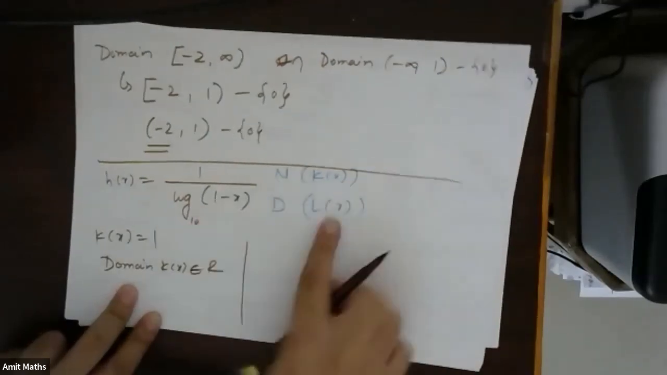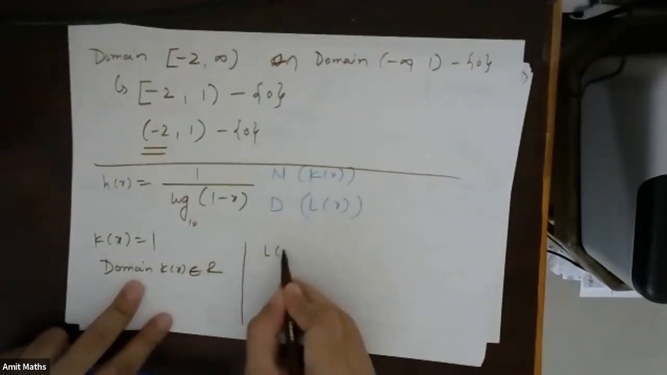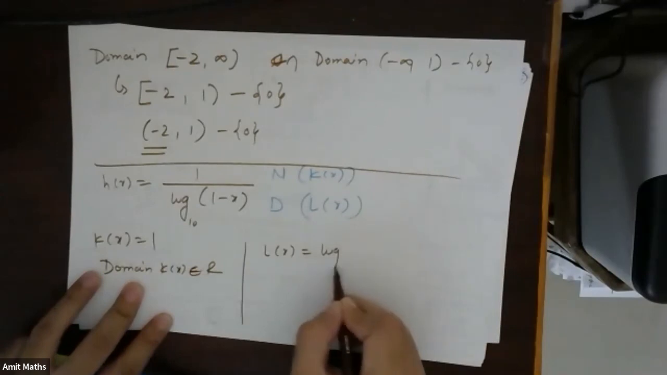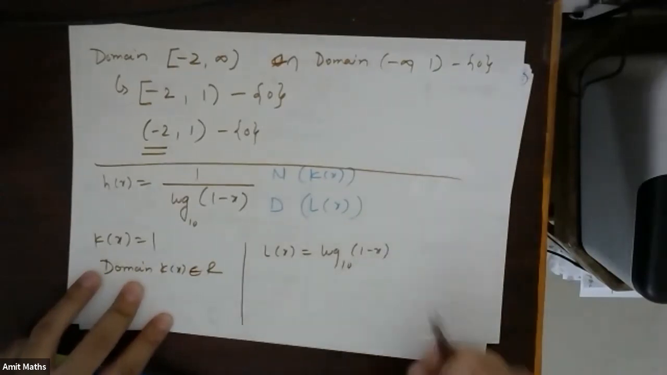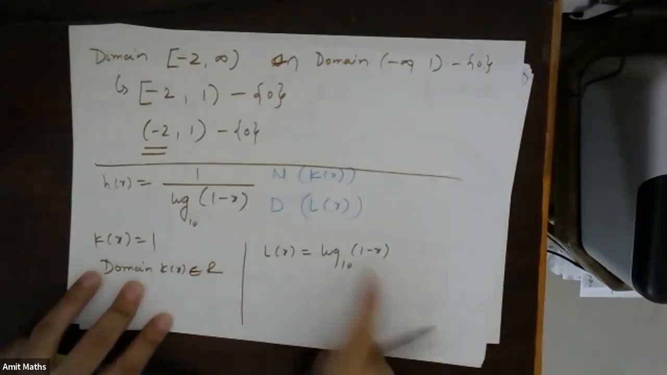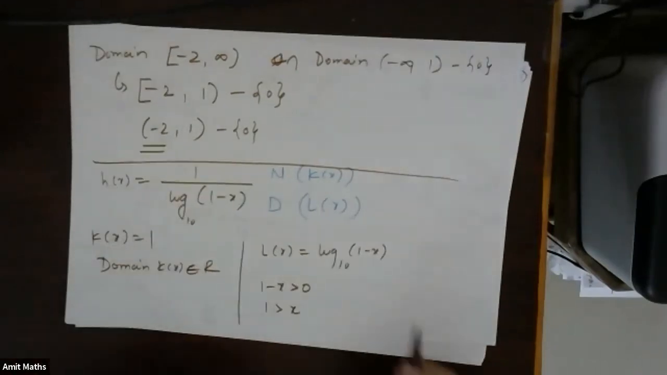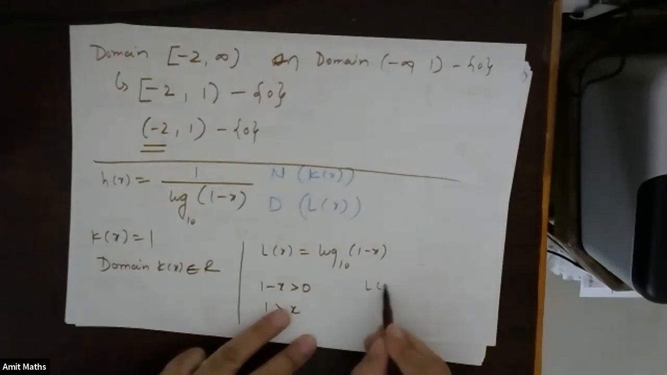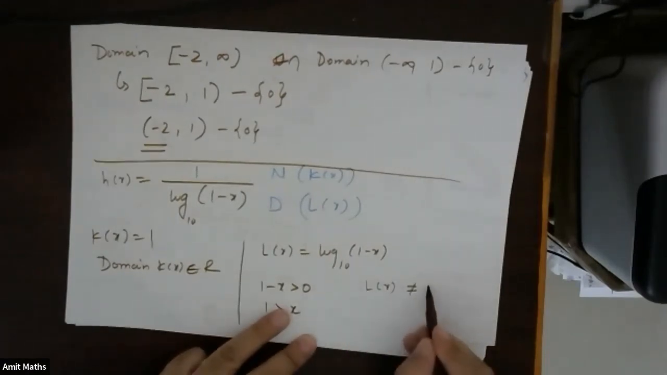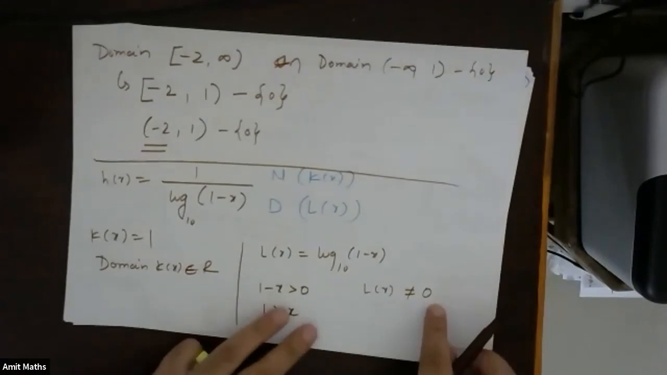Now we have the denominator as L of x. So L of x is equal to log base 10 of 1 minus x. Now what should I take? 1 minus x should be greater than 0, so x should be less than 1. This we got. Also, L of x should not be equal to 0.